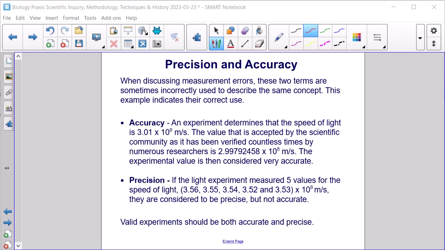Precision. If the light experiment measured 5 values for the speed of light, from 3.56 to 3.55 to 3.54 to 3.52 and 3.53 times 10 to the 8th meters per second, they're considered to be precise, but not accurate. Valid experiments should be both accurate and precise.